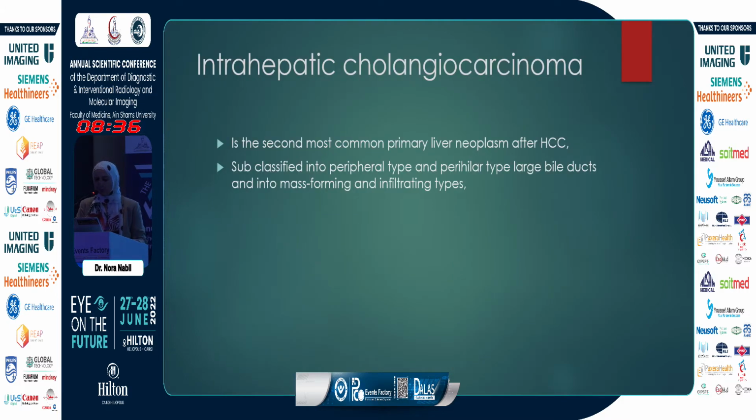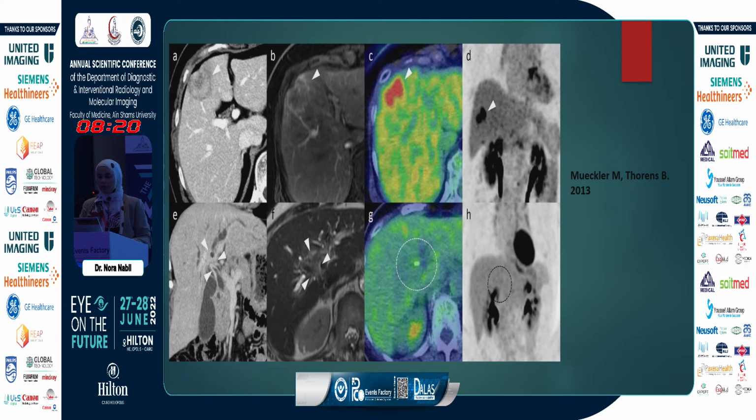Intrahepatic cholangiocarcinoma is the second most common primary liver neoplasm after HCC. They are classified into a peripheral type and perihilar type according to the location, and mass forming or infiltrating type according to their morphology. This is a study. We have two rows. In the first row, we see here a mass forming lesion enhancing in the portovenous phase with capsular retraction. On figure B, this is a T2 hypointense lesion with a peripheral enhancement. On a PET-CT study, we see that the lesion has increased FDG avidity.